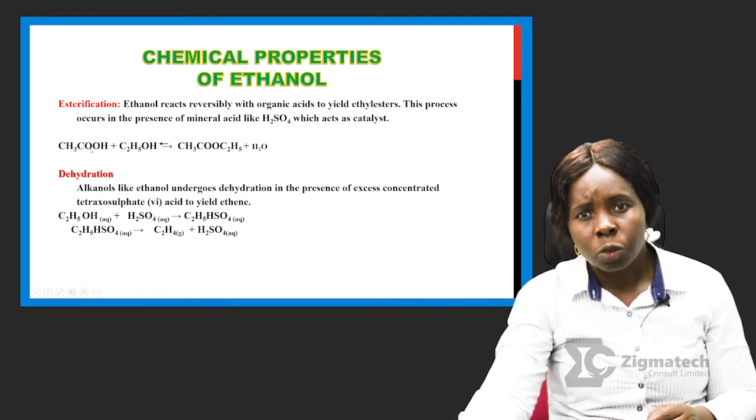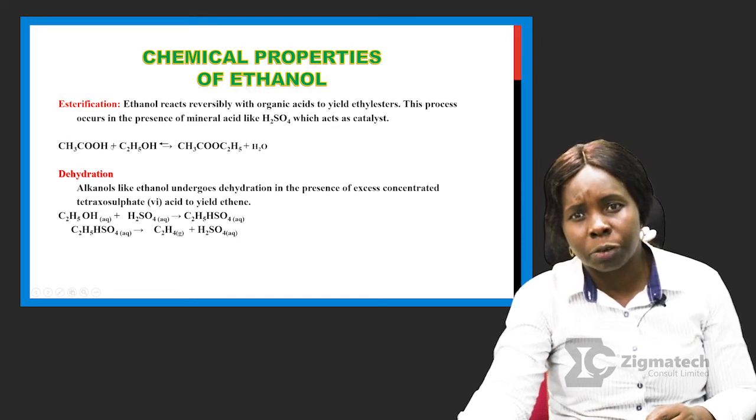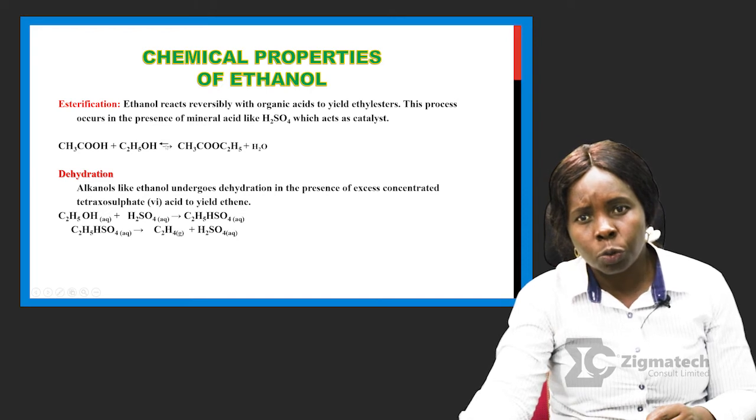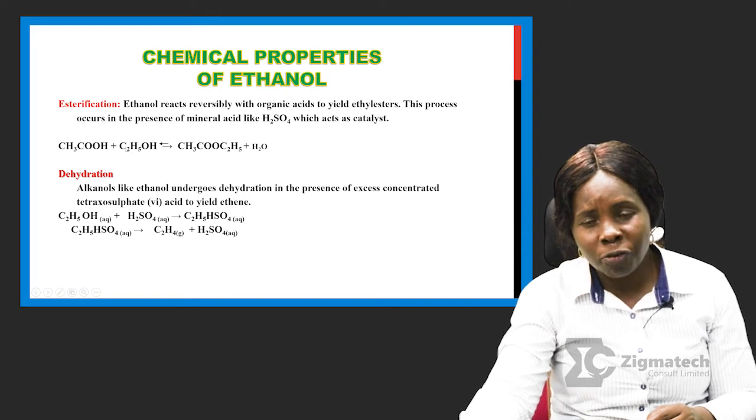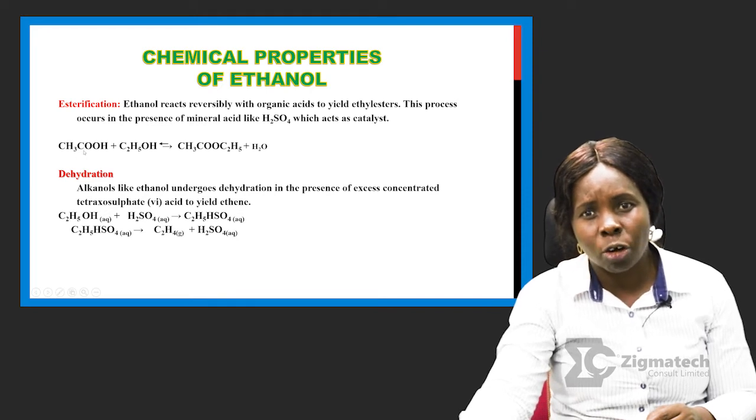in the presence of heat. So you can see ethanoic acid reacting with ethanol to produce ethyl ethanoate and water. So the alkanoic acid part counts first in writing the equation, before the alkanol part, which will now be in the second place, because sometimes they can give you other compounds.